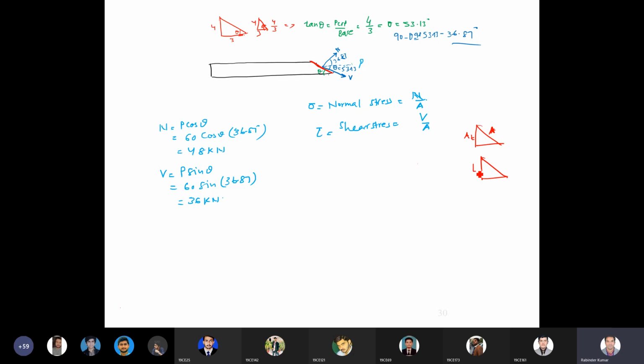We have got the angle. Angle is 4/3. So these two triangles are similar. Now you just need to compare these two triangles. So AT divided by A is equal to 4 by 5. If this is 4, this is 3, this is 5. Okay, Pythagoras theorem. So this will be A by 5. Now AT is equal to 4/5 A, something like this.